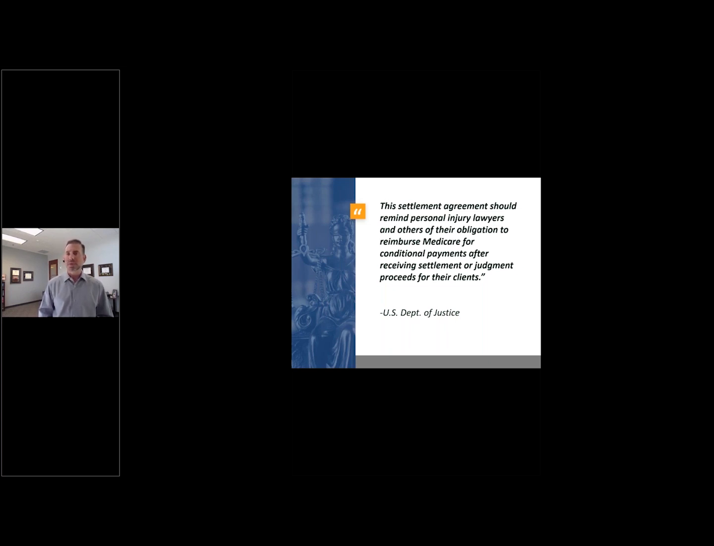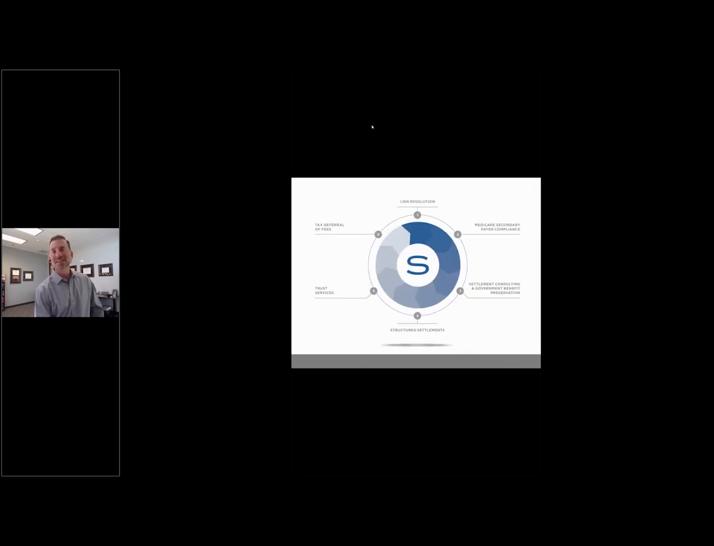So the government has become more aggressive about this. One, because they want to protect the Medicare Trust Fund as much as possible and make sure that there's reimbursement when conditional payments are made. But two, also because now under the mandatory insurer reporting laws, Medicare is made aware of any settlement involving a Medicare beneficiary of $1,000 or more, which means that Medicare has at their fingertips information to easily figure out if Medicare is owed money, and they want to make sure that there is reimbursement.